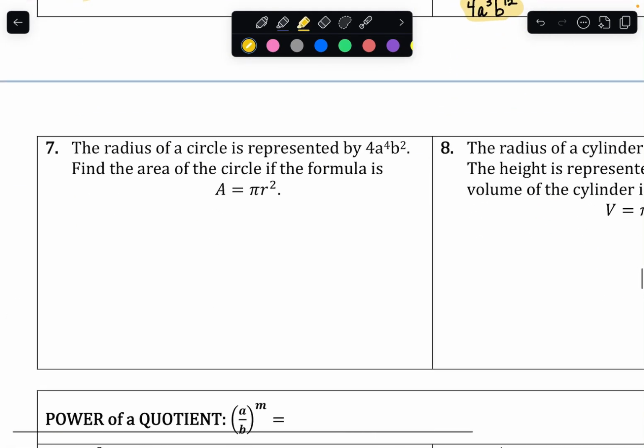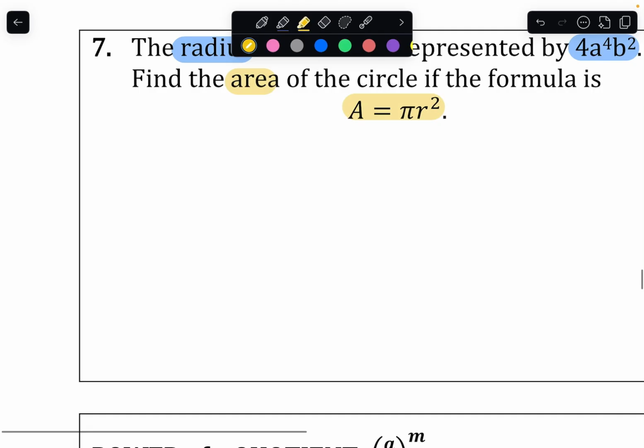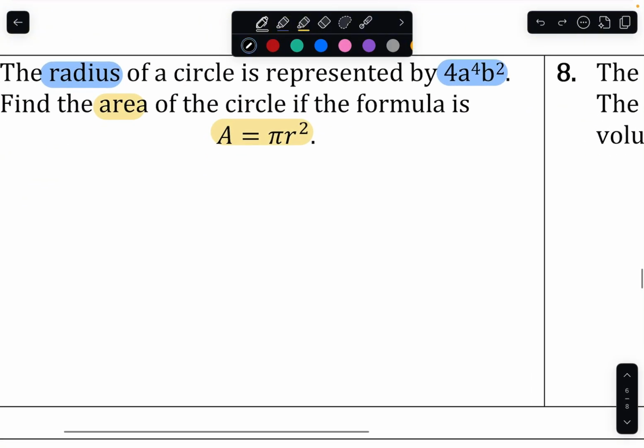Right, and so some application problems is finding the area of a circle. And so here they are telling me that the radius of a circle is represented by 4a to the 4th b squared. Find the area of the circle if the formula is A equals pi r squared. So for more complicated formulas that aren't just area of a rectangle, they will give you the formulas. Okay, and so the first thing I do is I rewrite the formula. We have an r squared here. We're dealing with enough exponents.